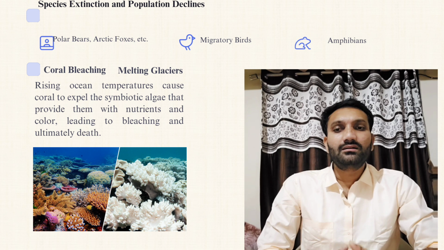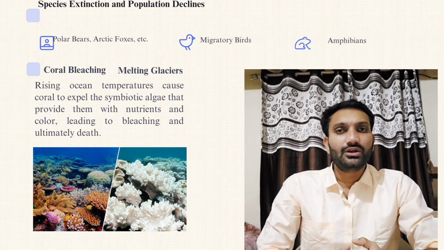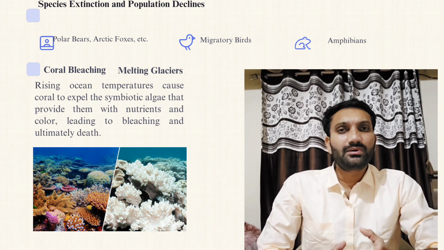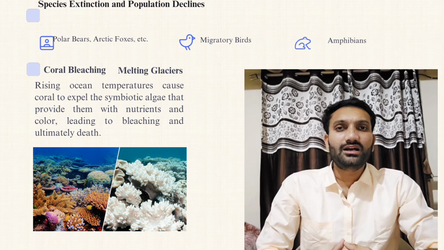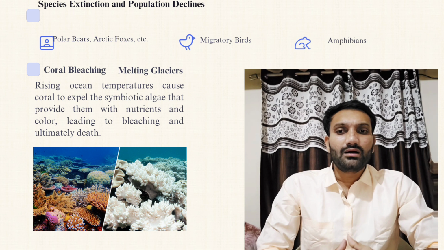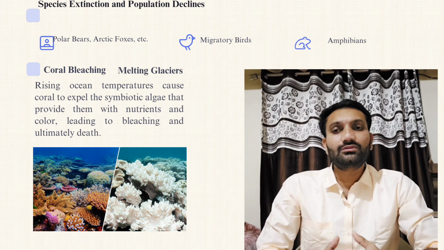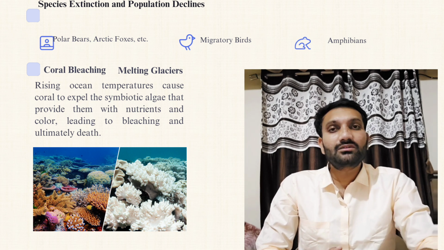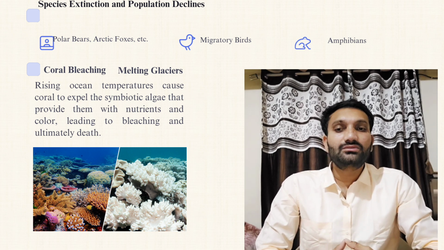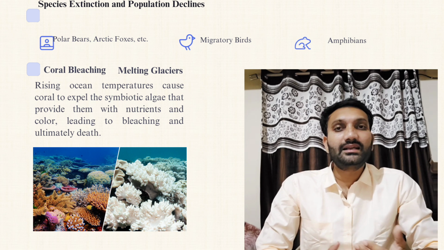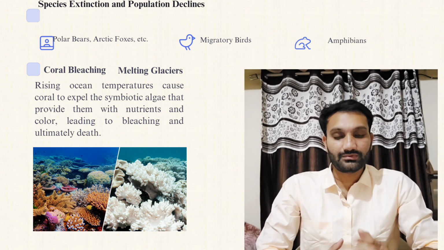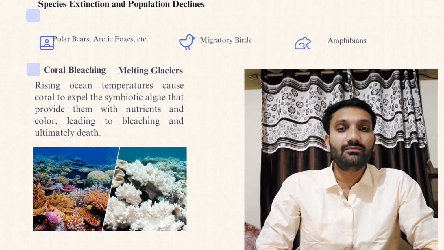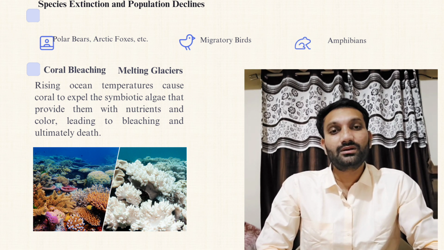The coral lives with the symbiotic algae, zooxanthellae. It lives along with the coral and gives the color to the coral reefs. So it provides nutrients and color to the coral reef. But because of the bleaching, because of the higher temperature, it ultimately dies. So the coral becomes white in color. So it is called coral bleaching.